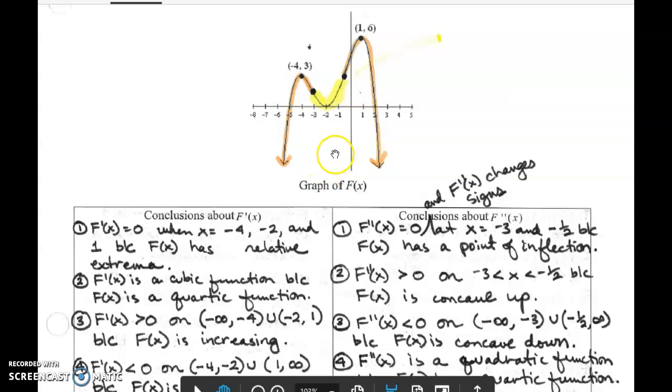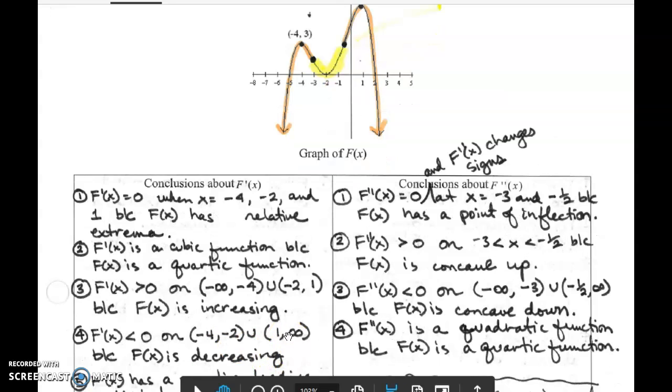And then it's also increasing. f of x is increasing from -2 to 1. So that means the derivative's function is positive. Okay, notice his reason is also about increasing. So when would the derivative be less than 0? It would be everywhere the function is decreasing. So from -4 to -2, and then 1 to infinity.